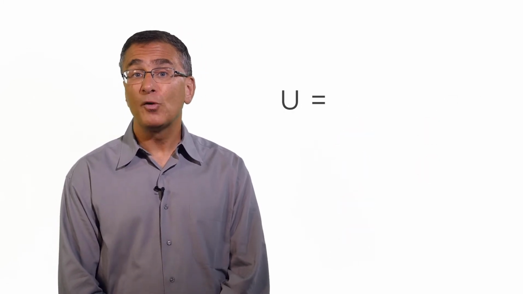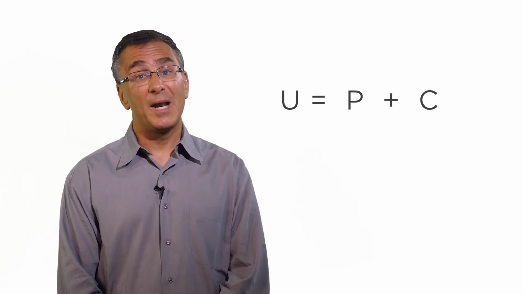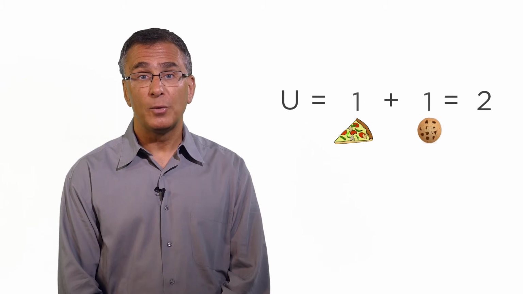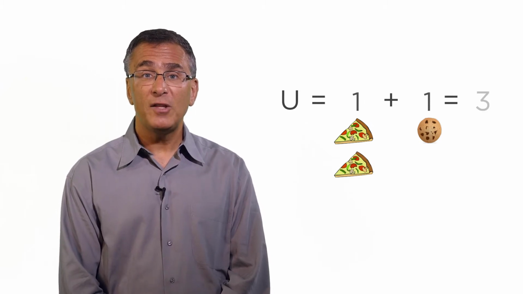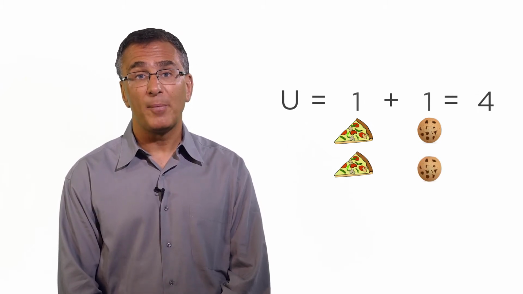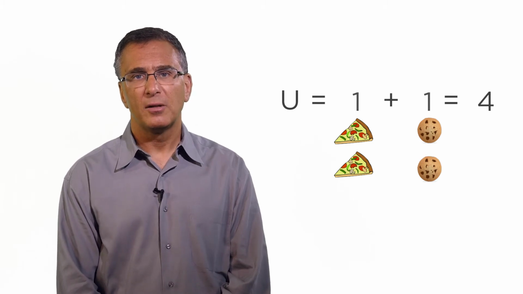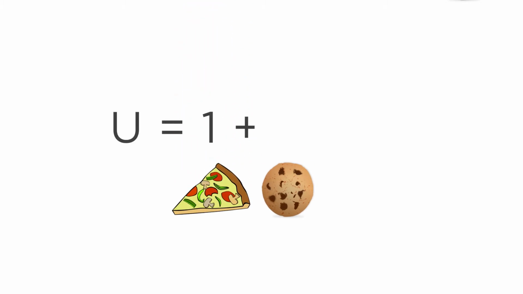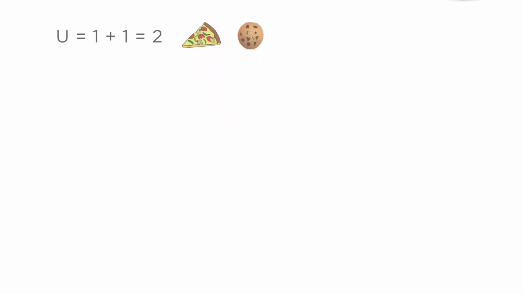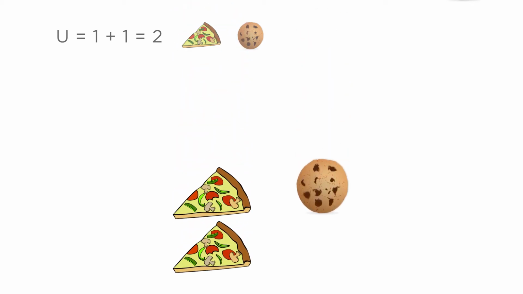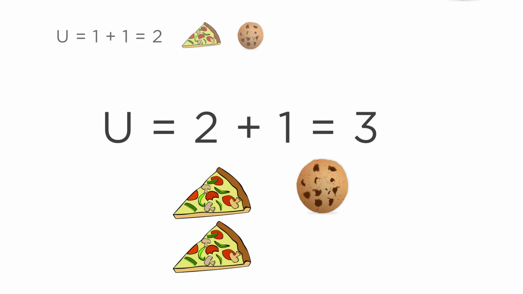How about U equals P plus C? This works better. Now if we have 1 of each good, we get utility of 2. If we add another slice of pizza or another cookie, utility goes up. That feels more realistic. But we have a different problem now. Let's say you start with 1 cookie and 1 slice of pizza. So U equals 1 plus 1 equals 2. Now add 1 slice of pizza. Utility becomes U equals 2 plus 1 equals 3. So your utility goes up by 1.